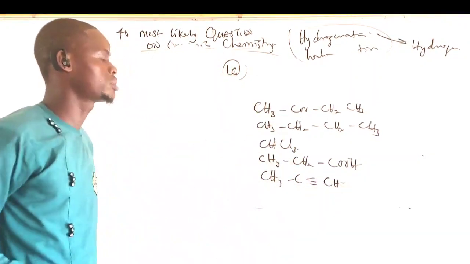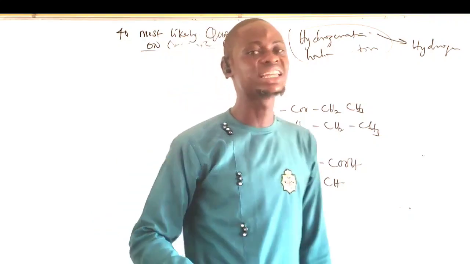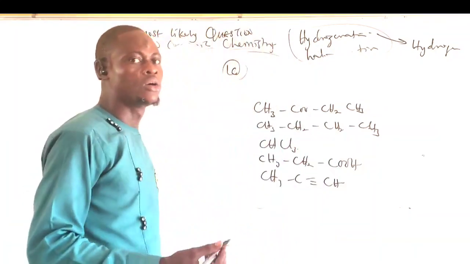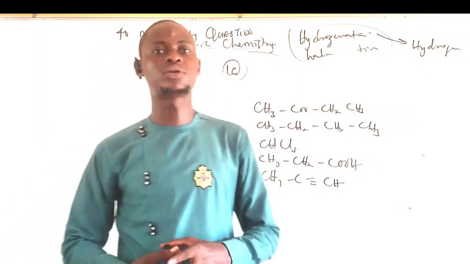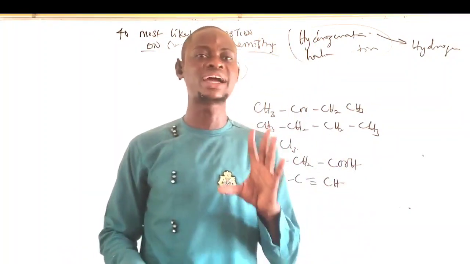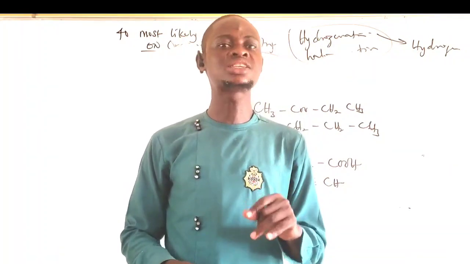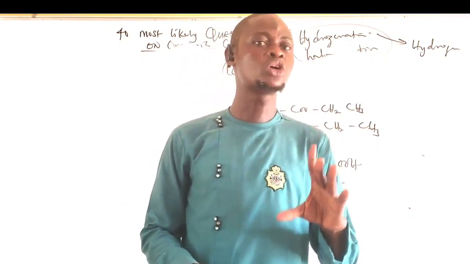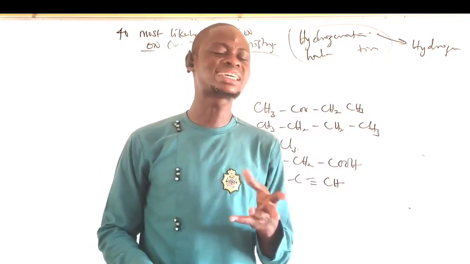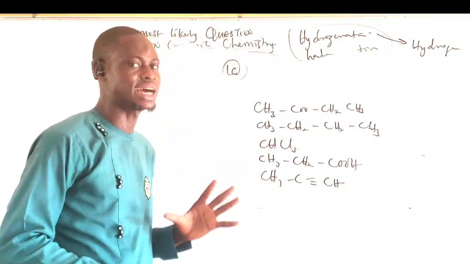Now, take note of something. Majorly, alkanes are used as fuel. One of the major uses of ethane is as a fuel in a mineral lamp. So ethane is used as a fuel in a mineral lamp. So you see, ethane is used as a gaseous fuel. It's a gaseous fuel because it is a gas.